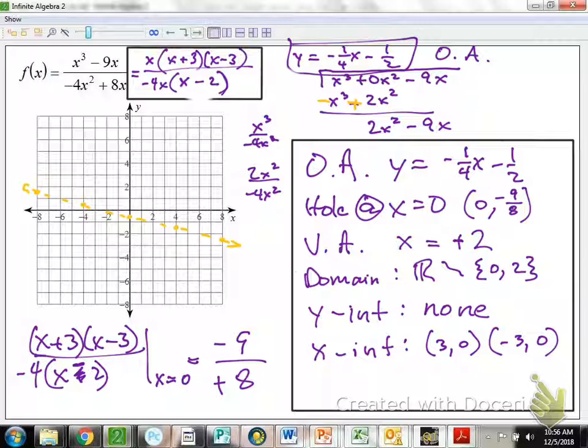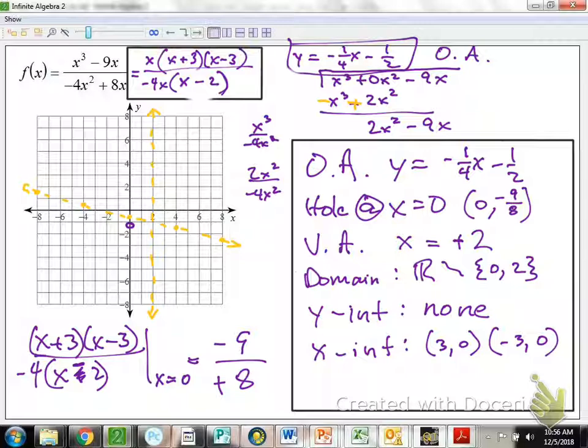Okay. Vertical asymptote at x equals positive 2. So at positive 2, we have a vertical asymptote line. And what else do we know here? The y-intercept would have been 0 and negative 9/8. There's a hole there. That's nice. It tells us where the graph is in that region.